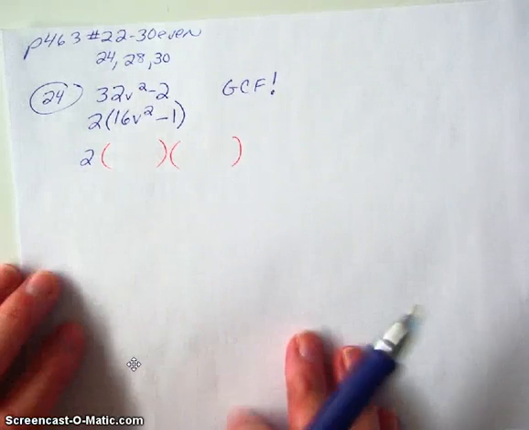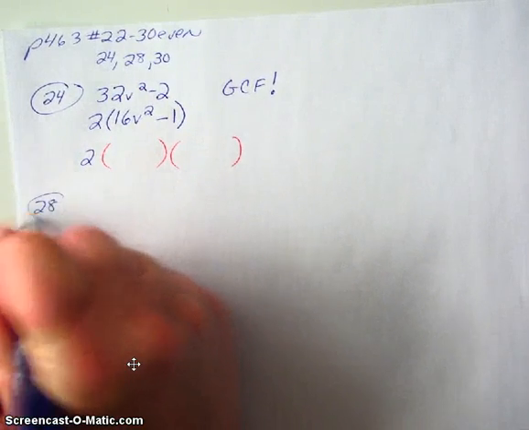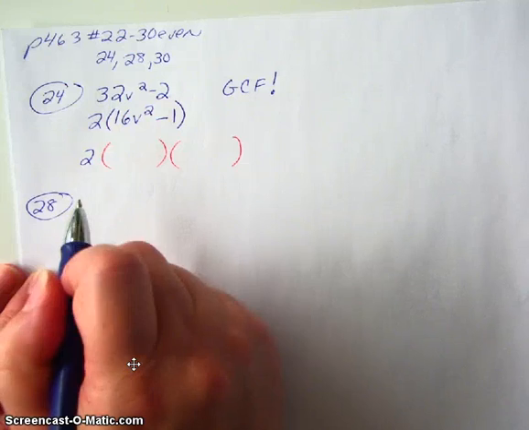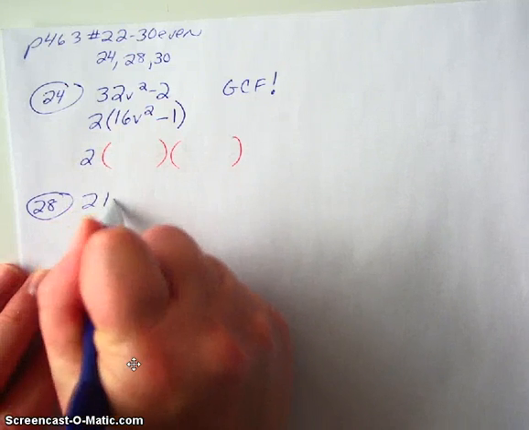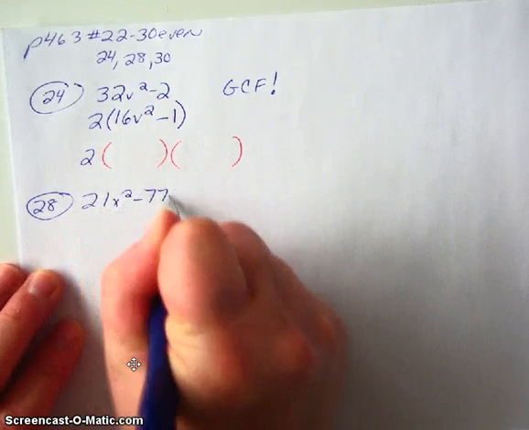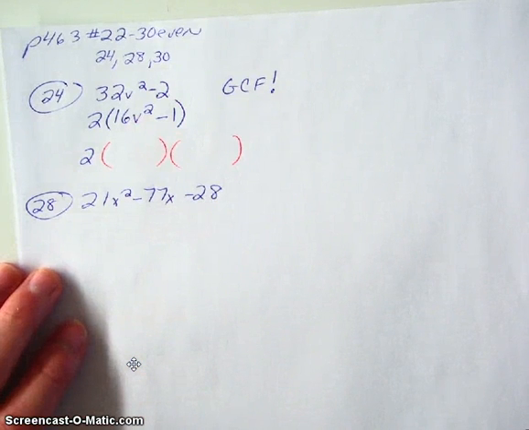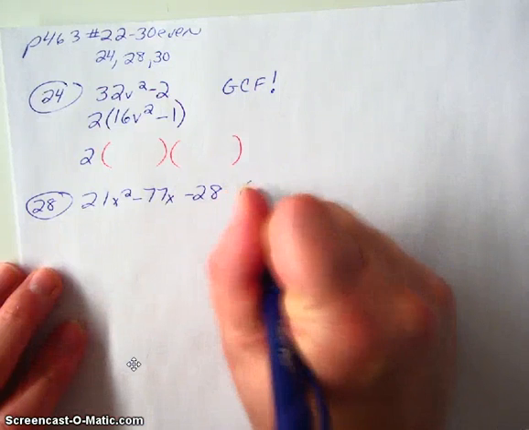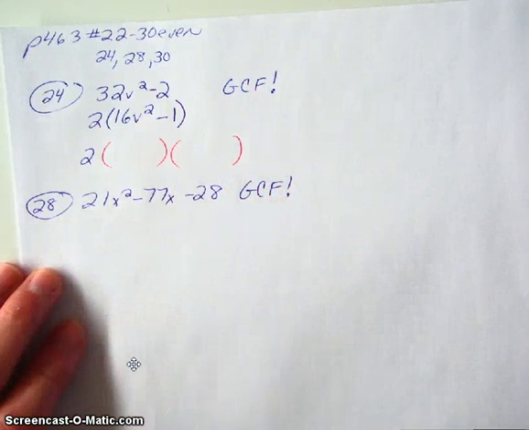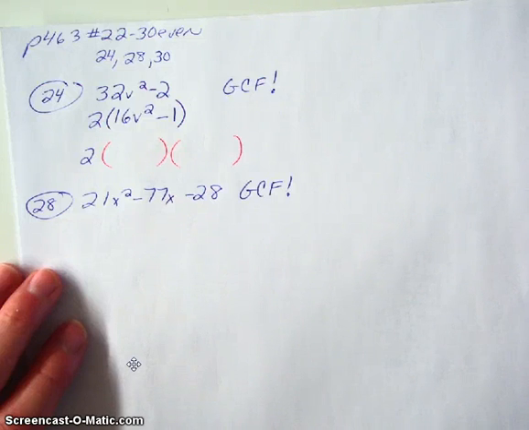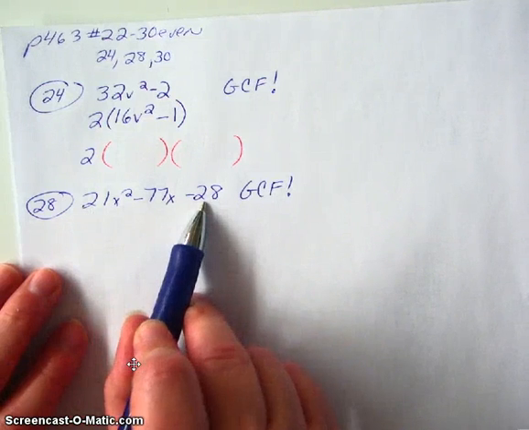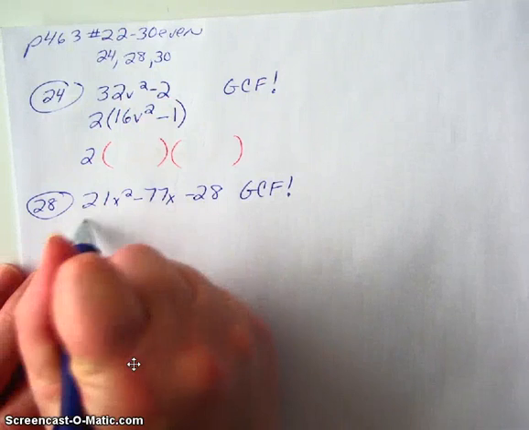All right, problem 28. Here it is. 21x squared minus 77x minus 28. Okay, always GCF first. Okay, we're looking for the largest number that divides evenly into all 3 terms. So for this problem, it is 7.